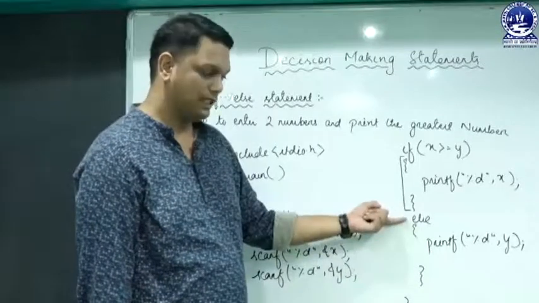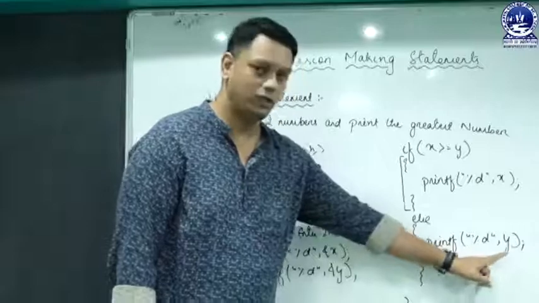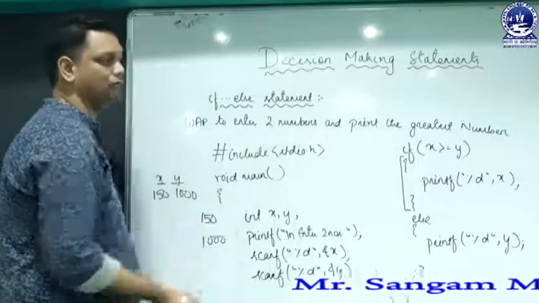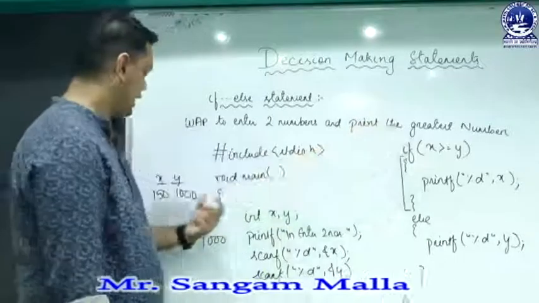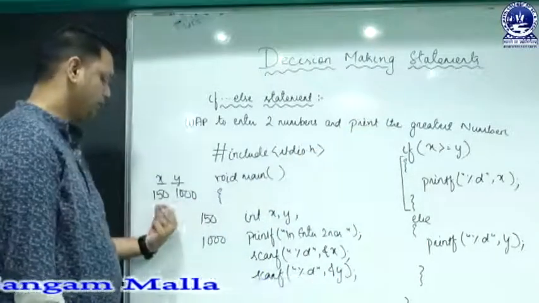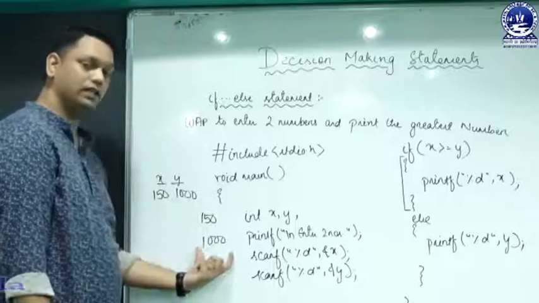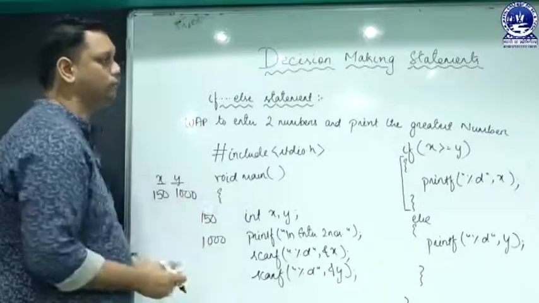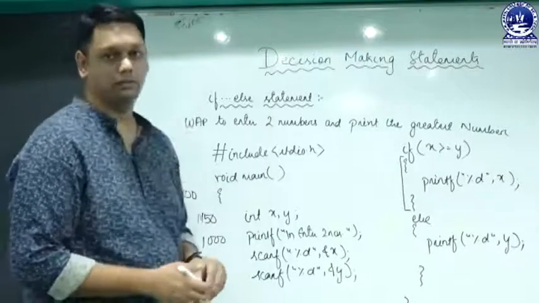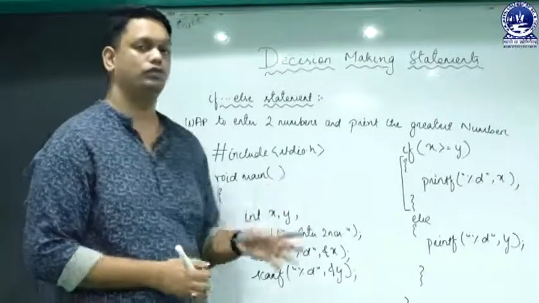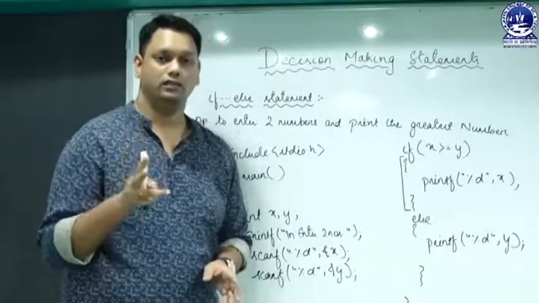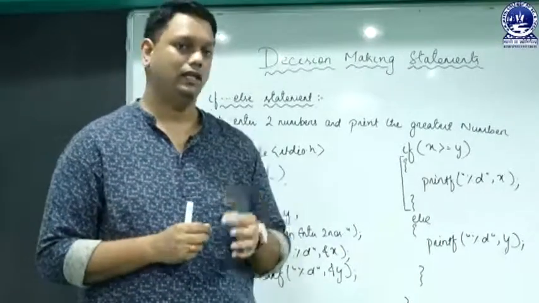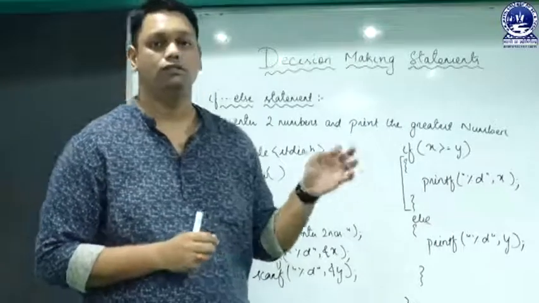So it will come to the else block and print the value of y, and the value of y is 1000. According to the program, we have to print the greatest number, and among the two numbers, 150 and 1000, 1000 is the greatest, so it has printed the value 1000. So this is the program of an if else statement. The if else statement is used for exactly two conditions. Where the program contains exactly two conditions, there we will use the if else statement.